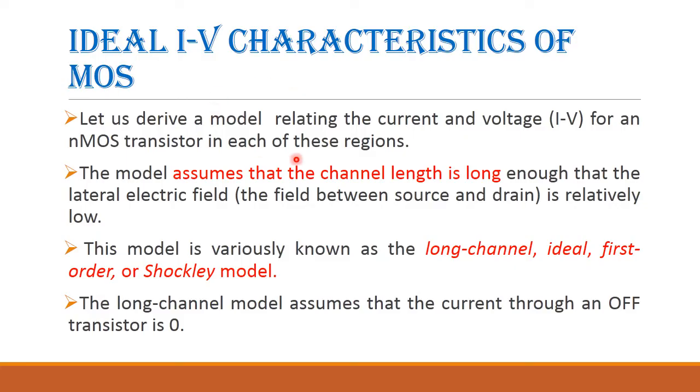Here two assumptions are made. The first assumption is the channel length is considered as long, and also through the off transistor there is no current flow. That is, the current through an off transistor is assumed to be zero. So these are the two assumptions made in ideal IV characteristics of the MOS transistor model.